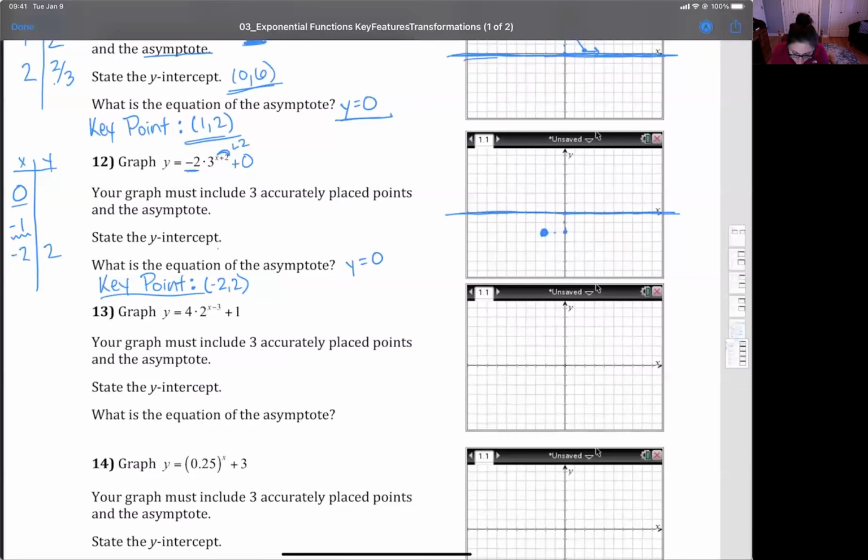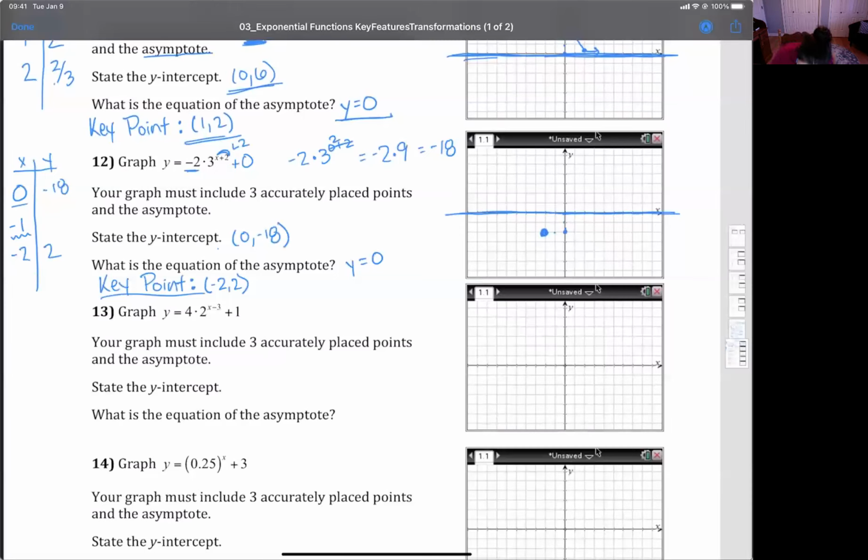Okay, so y-intercept, that means I'm plugging in 0 for x. So this would be -2 times 3 to the 0 plus 2. So 0 plus 2 is 2. 3 squared is 9. So I've got -2 times 9. Make sure you're following order of operations here. And then -2 times 9 would be -18. So I know the y-intercept, but that's going to be way off my graph. So the y-intercept is 0, -18. Maybe when I plug in -1, I'll get something a little bit nicer.